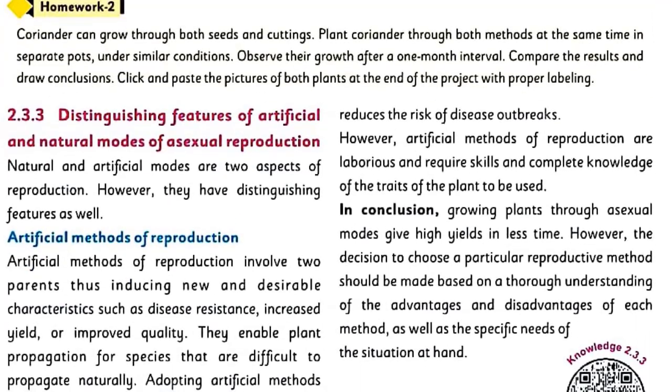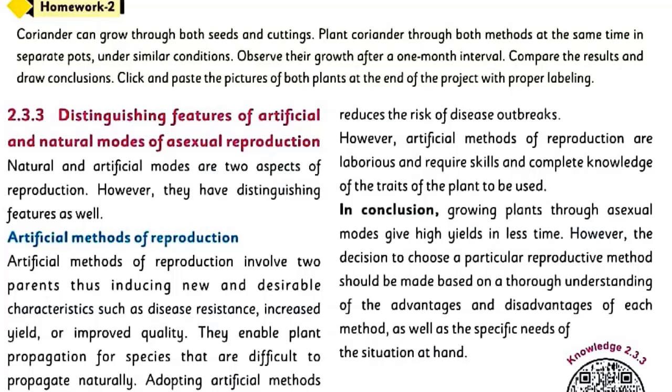Figure 2.11 Layering process. Homework 2. Coriander can grow through both seeds and cuttings. Plant coriander through both methods at the same time in separate pots, under similar conditions. Observe their growth after a 1-month interval. Compare the results and draw conclusions. Click and paste the pictures of both plants at the end of the project with proper labeling.